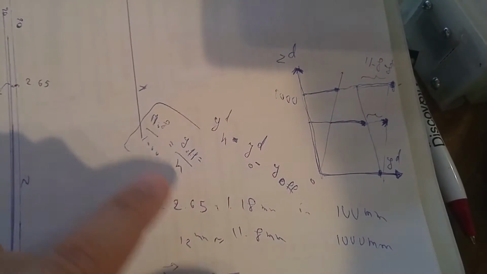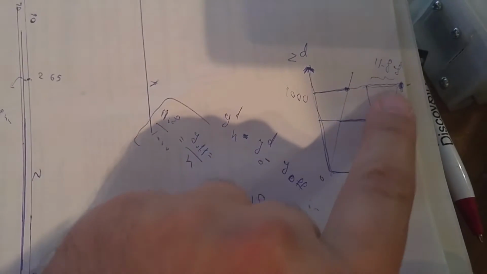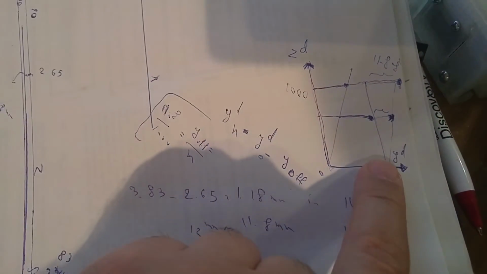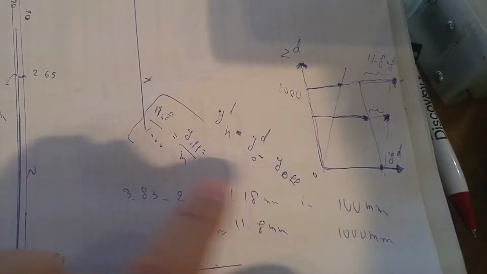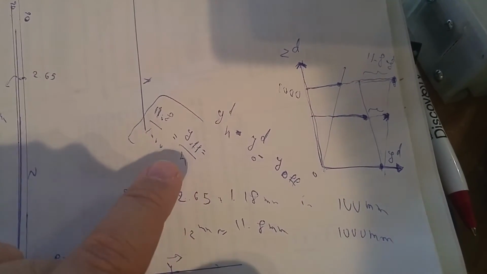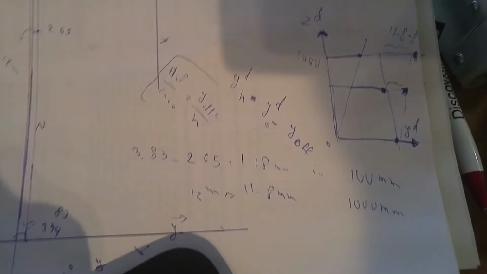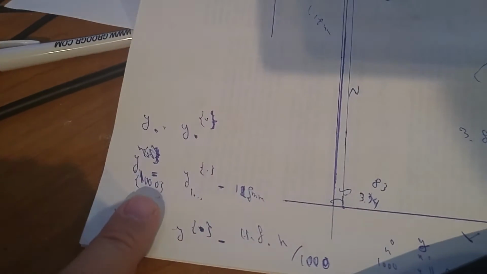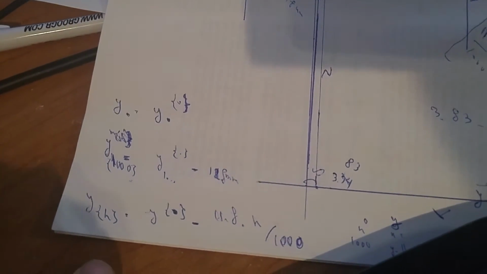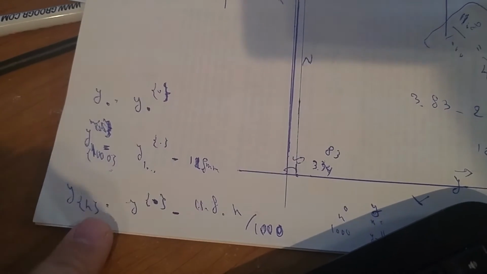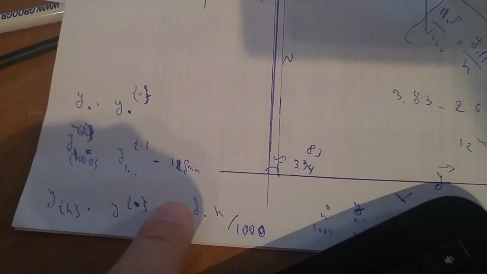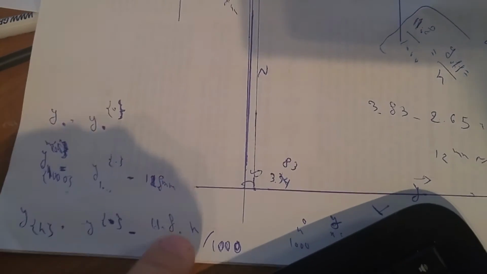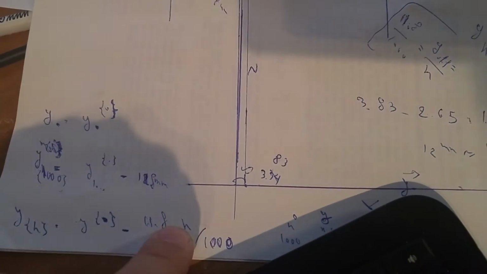So 11.8 over 1000 is equal to Y offset over the H, and that's how I can compute the Y offset. Meaning, if I come back here, Y at the distance of H is equal to Y at distance 0 minus 11.8 multiplied by H, which is the height Z, over 1000.